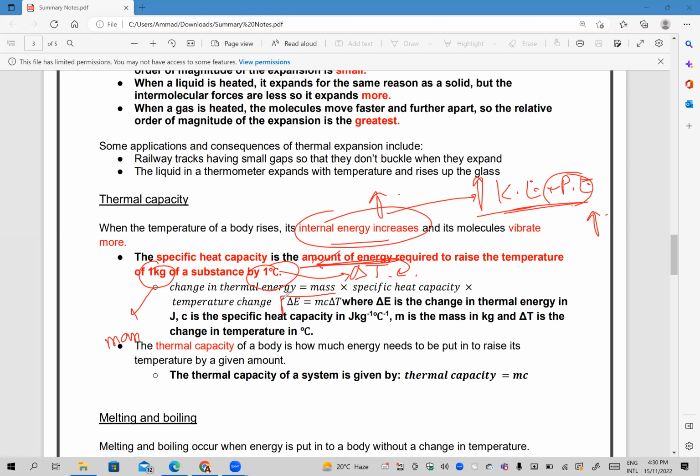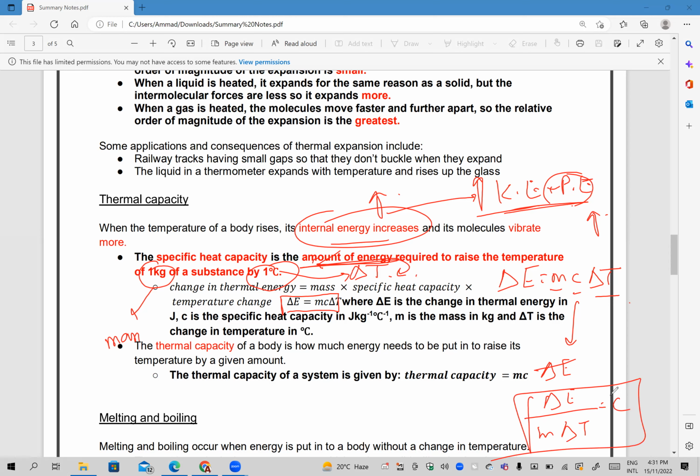The formula we use for this is mc delta T. I'm going to write it here as well. Delta E, change in energy, is mc delta T. M is mass, C is specific heat capacity, delta T is temperature change. So if you want to figure out specific heat capacity, you make it the subject. So delta E over m delta T is equal to C. So this will be the formula for specific heat capacity. Remember, C is the specific heat capacity over here.